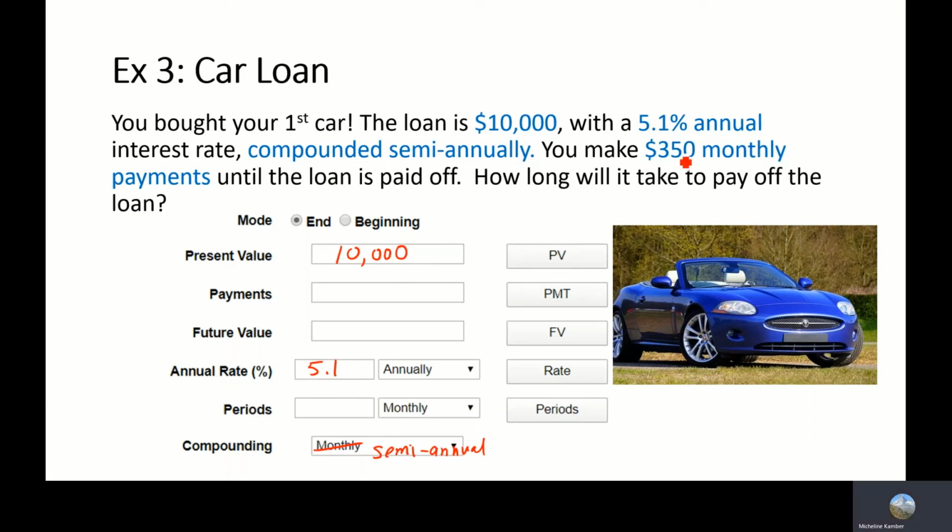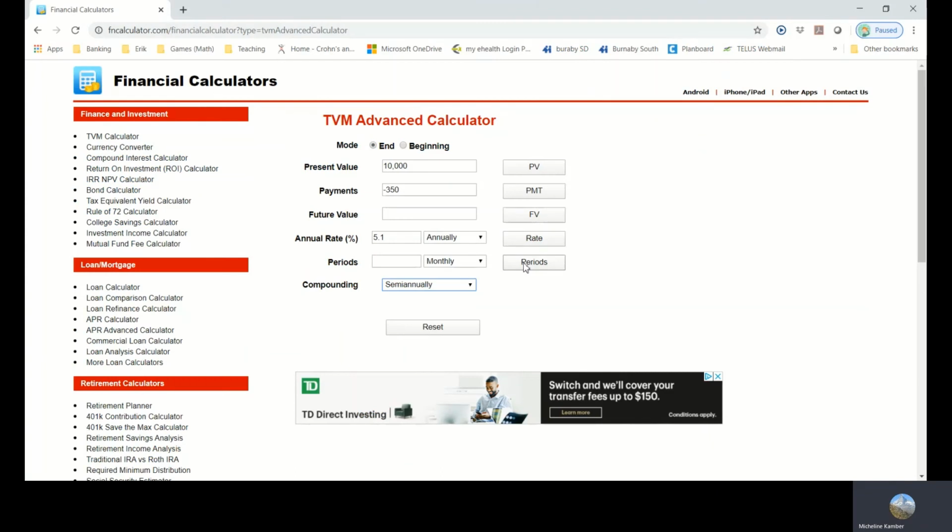And you are making monthly payments of $350. Because it's coming out of your pocket every month, that is negative. And the payments are going to be monthly. So how long will it take to pay off the loan? How many pay periods would we need? We would need 30.5 months.